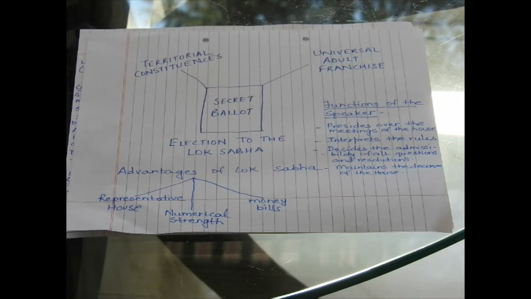Administrative functions. The speaker receives all petitions and documents in the house. He communicates the decisions of the house to the concerned authorities. He regulates the admission of visitors and press correspondents to the galleries of the house. Disciplinary functions. The speaker maintains order in the house. When members become unruly, he may order them to withdraw. He may suspend a member if he disregards the authority of the chair. If the words used by a member are indecent or unparliamentary, the speaker may order that such words be expunged, removed from the proceedings of the house.